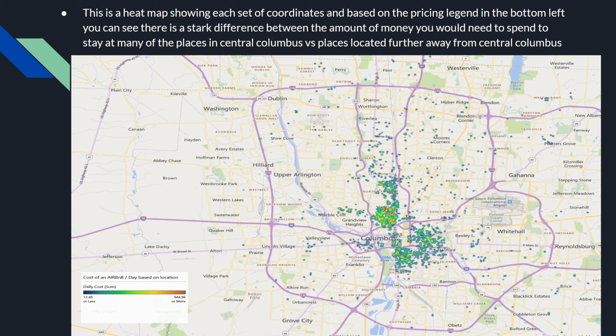On this slide, you can see that there is a heat map showing each of the coordinates for each of the listings. Based on the pricing legend at the bottom left, there's a very stark difference between the listing prices within central Columbus versus the outskirts of the inner city, with the inner city being much more bright red, meaning that the inner city is much more expensive than the outskirts of the town.